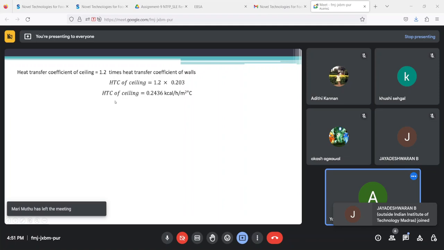So the heat transfer coefficient of a ceiling is different, which is 0.2436 kilocal per hour per meter square degree Celsius. So now you substitute it back into the same formula after calculating the area. Heat transfer through the ceiling is again the same formula, UA into delta T. You substitute U of the ceiling, which is 0.2436. Area is 6 into 6. So if you remember the cuboid structure, you have 6 into 6 into 3.